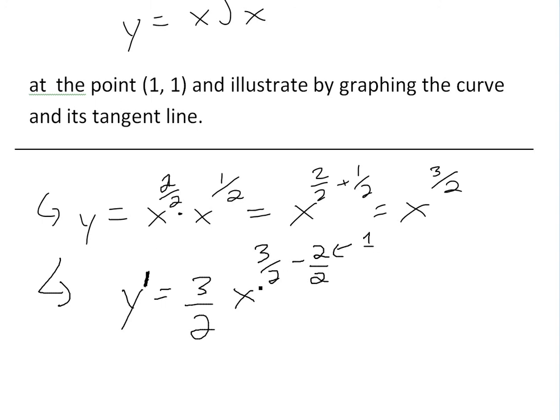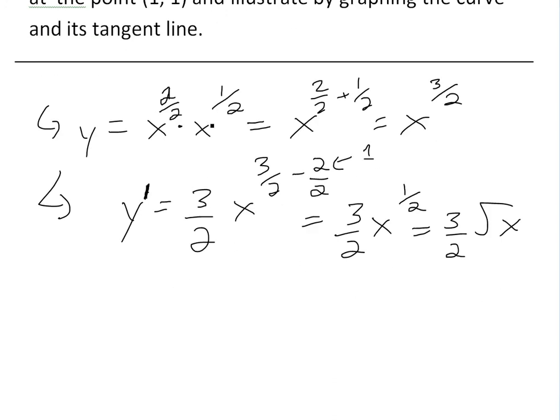So whenever you do this, you always bring the power down and then subtract 1 from the exponent. So this just equals 3/2 times x to the 3 minus 2 over 2, the same denominator, so we'll get 1/2 right here. Or written in square root form, 3/2 times the square root of x.